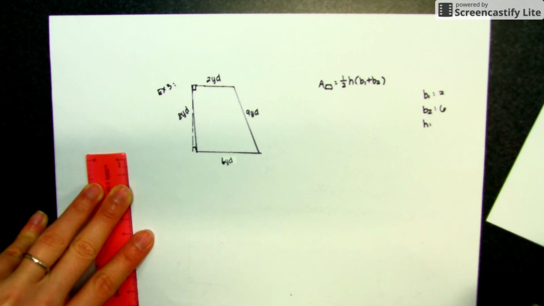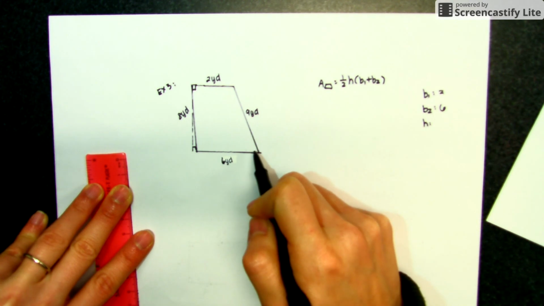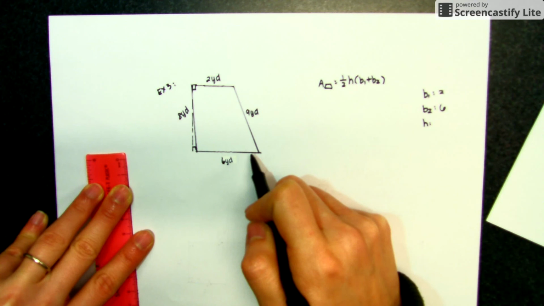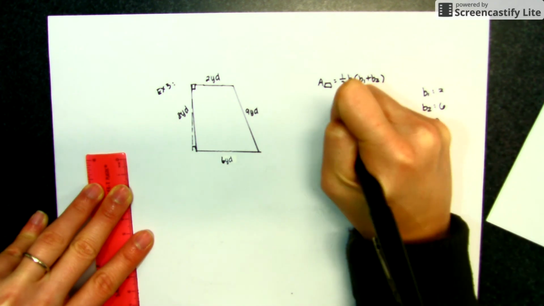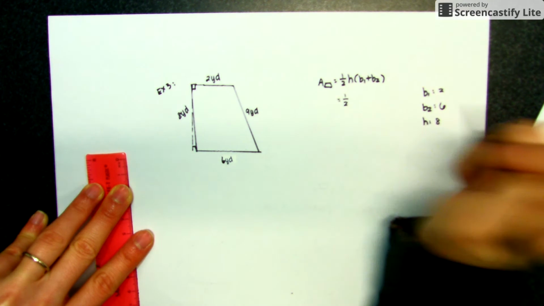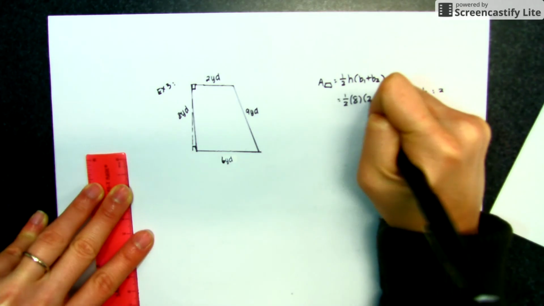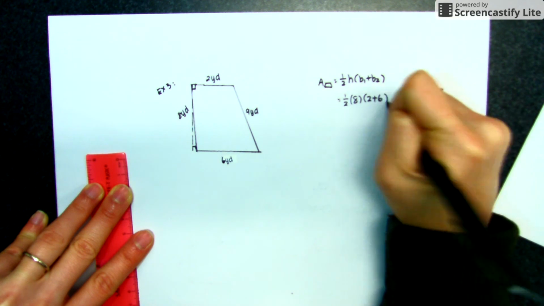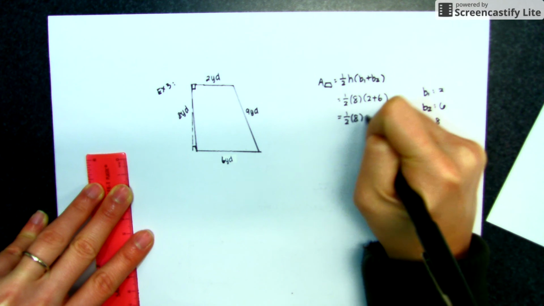Height is going to be the one that's perpendicular. So make sure you look for that 90-degree angle symbol. It's not 9 yards because it's slanted. It doesn't have that 90-degree angle to show that it's perpendicular. But this 8 yard side is, so the height is actually 8. Now plug it in. 1/2, height is 8, base 1 is 2, and base 2 is 6.